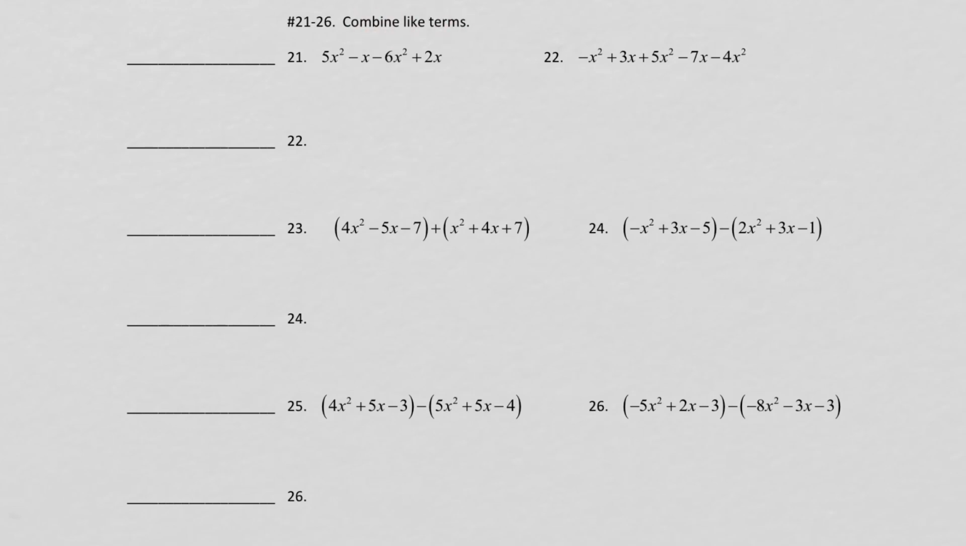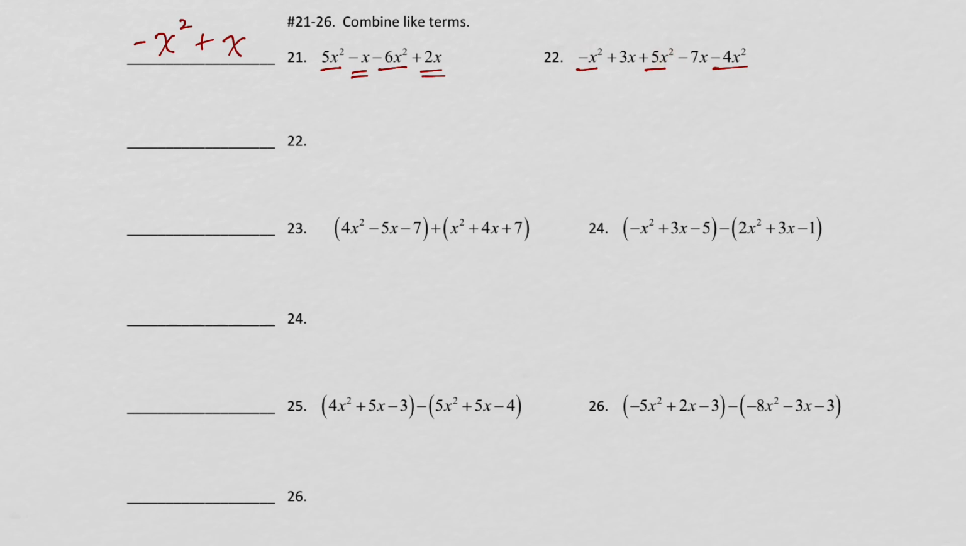By combining like terms, this and this are like terms. 5 minus 6 is negative 1, but you don't write the 1. And this are like terms. Negative 1 plus 2 is positive 1, but again, we don't write the 1. Combining like terms, this and this are like terms.